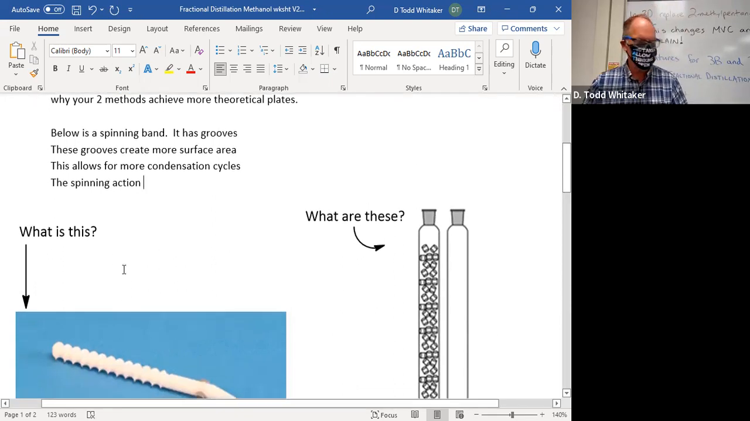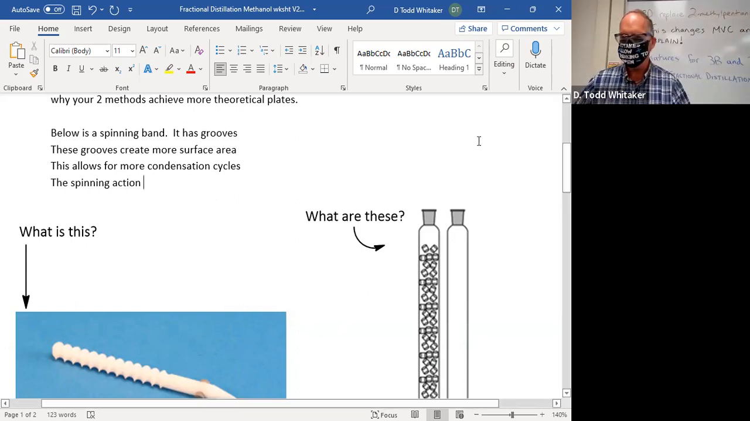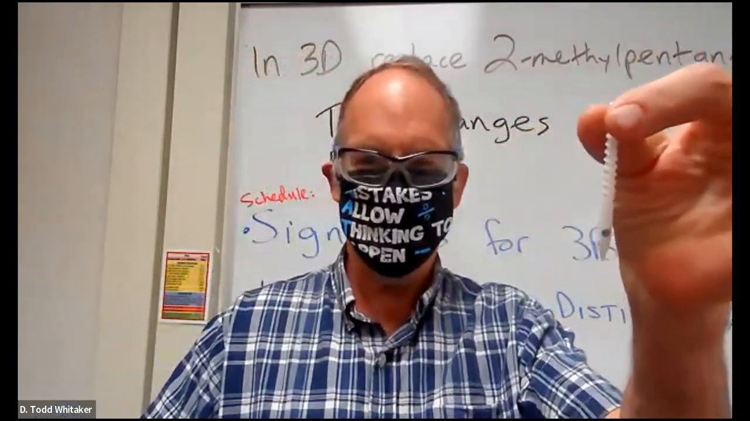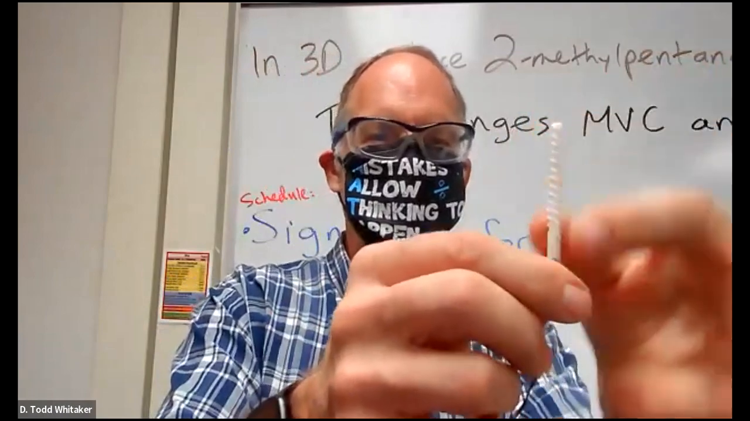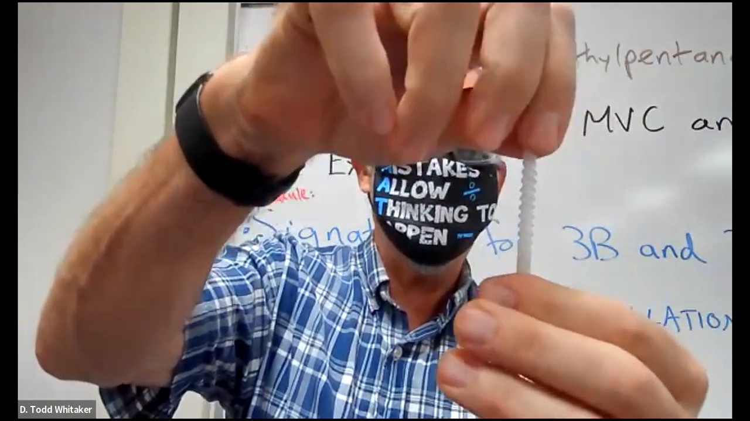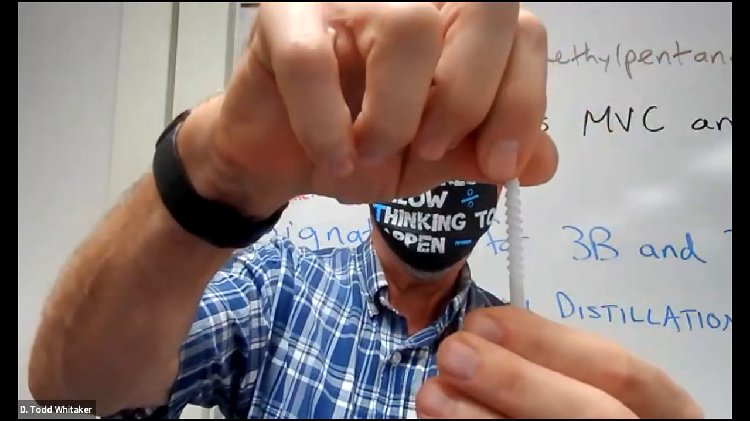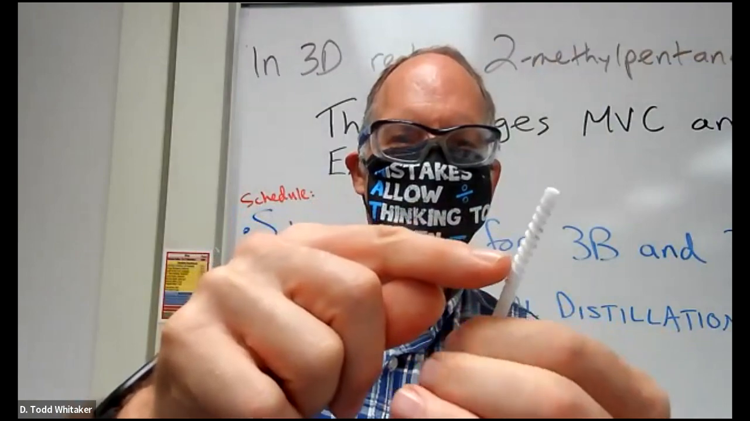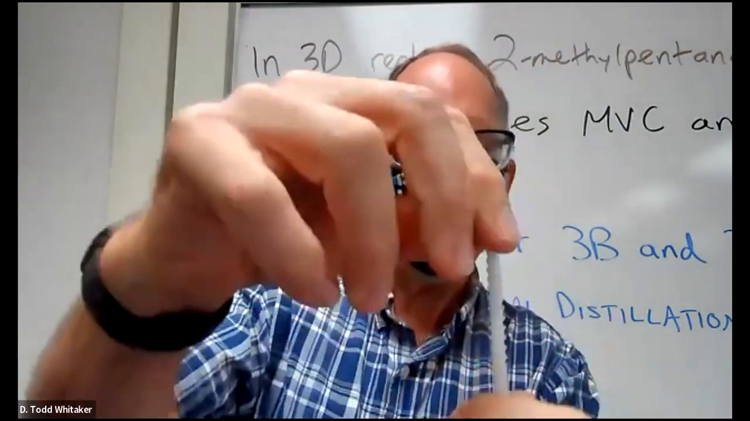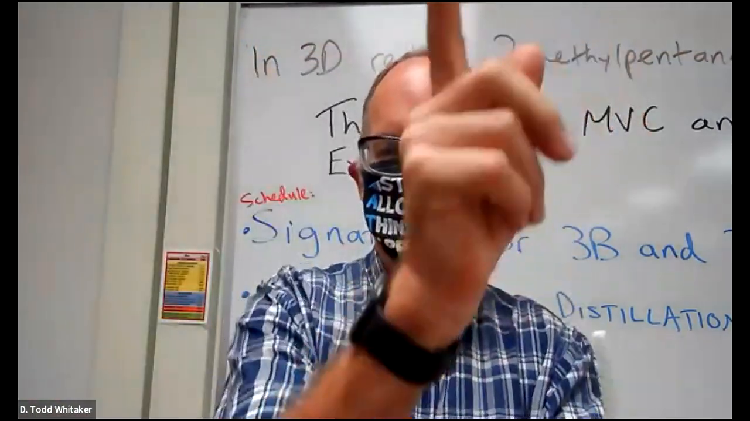I'm going to stop the share and try to do a demo using the camera. Here it is. My question for you, when this thing is spinning, and it will spin in this direction, which way is the liquid going when it's trapped in the grooves, up or down? It's spinning this way. Convince yourself there's a downward action to the grooves going this way.